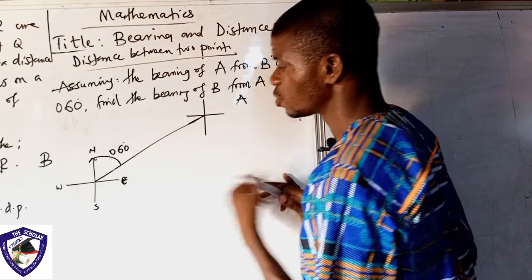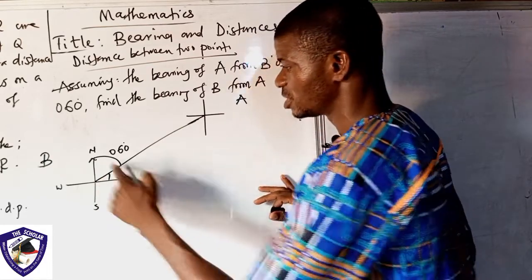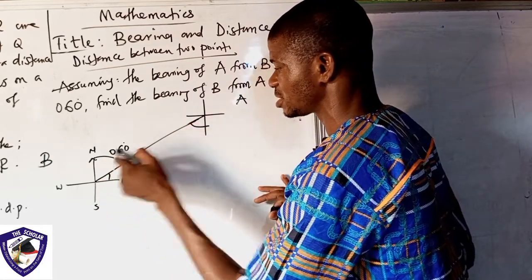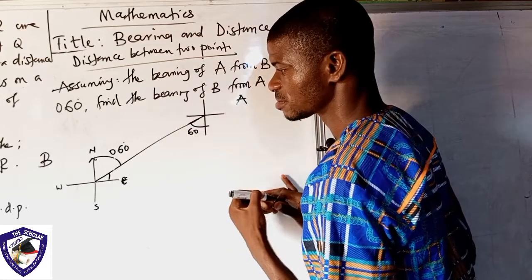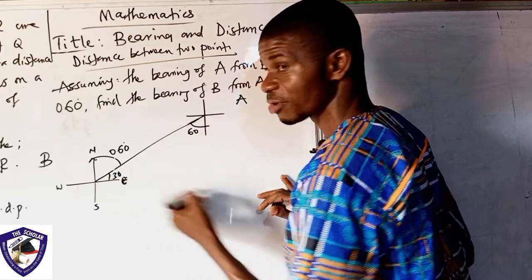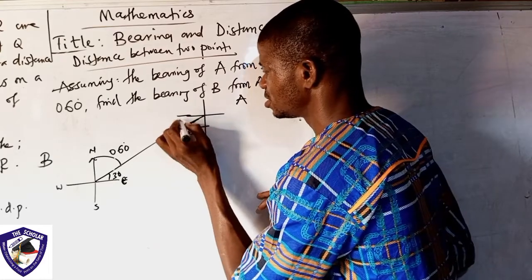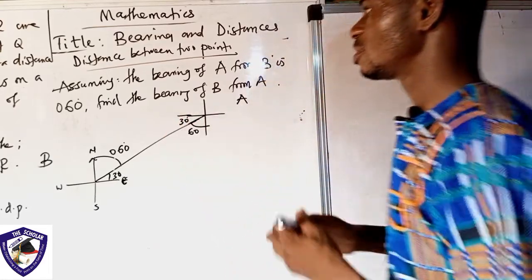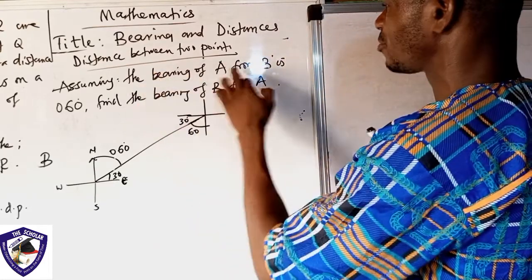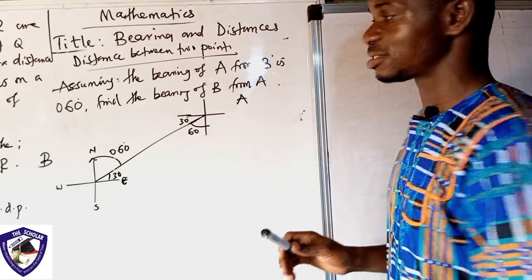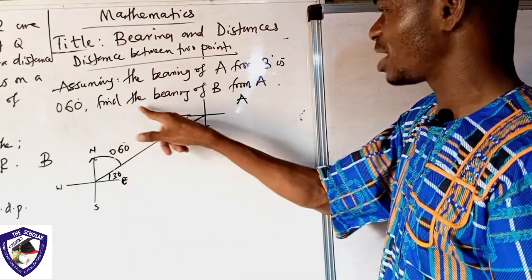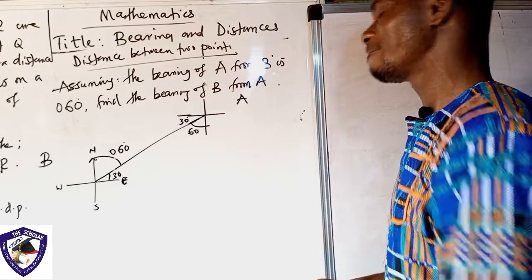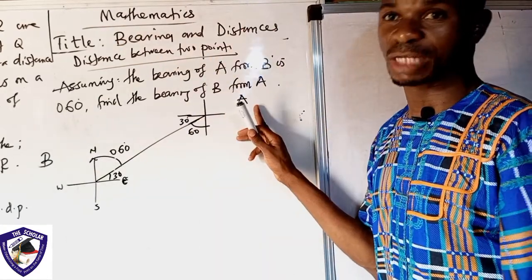Then, if you use the concept of alternate angles, this angle is alternate to this. So if this is 60, this also will be 60. The remaining portion will be what? 30 from 90. So if this is 30, this also will be 30 degrees. So I've sketched the first statement, the bearing of A from B. The second statement, when I ask to find the bearing of B from A, that means you are taking your measurement at A.